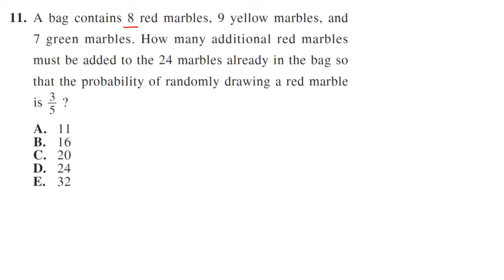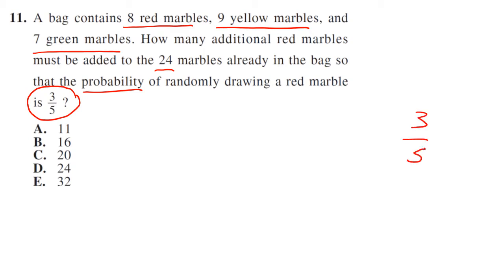A bag contains 8 red marbles, 9 yellow marbles, and 7 green marbles. How many additional marbles must be added to the 24 marbles so that the probability of randomly drawing a red marble is 3/5? So we eventually want 3/5 of the bag to be red. So it's what we want over what we have. That's probability. Currently we have 24 marbles and 8 red marbles, and that's actually 1/3 of the bag, not 3/5. So how many do we have to add to get this to 3/5?